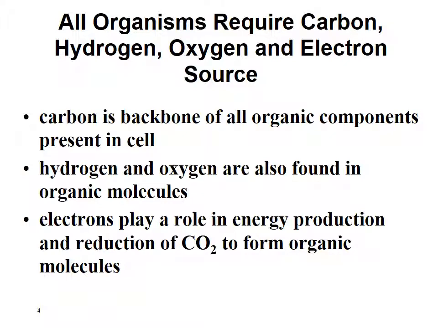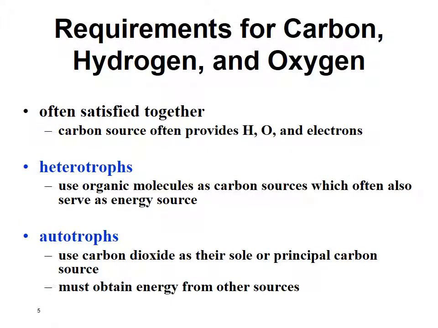The movement of these electrons through various electron transport chains is essential for providing energy for the organisms and also in the reduction of molecules during biosynthesis. So for example, the reduction of carbon dioxide to form organic molecules such as sugars occurs during photosynthesis. Now, these requirements for carbon, hydrogen and oxygen are often satisfied together, because molecules that serve as carbon sources often also contribute hydrogen and oxygen.